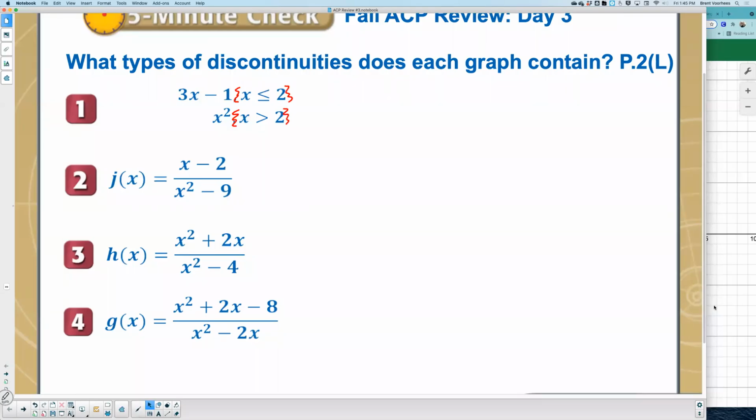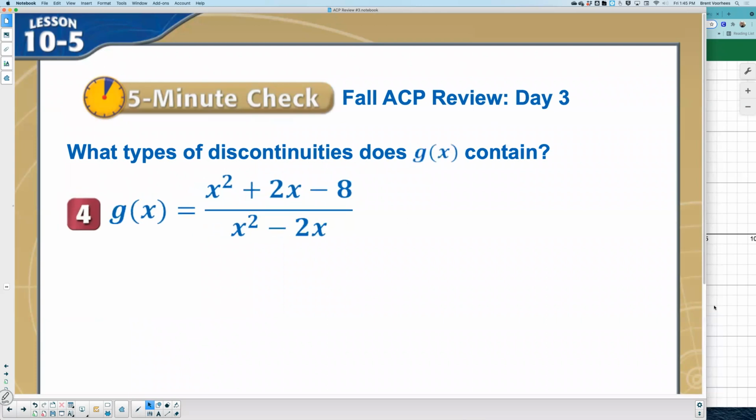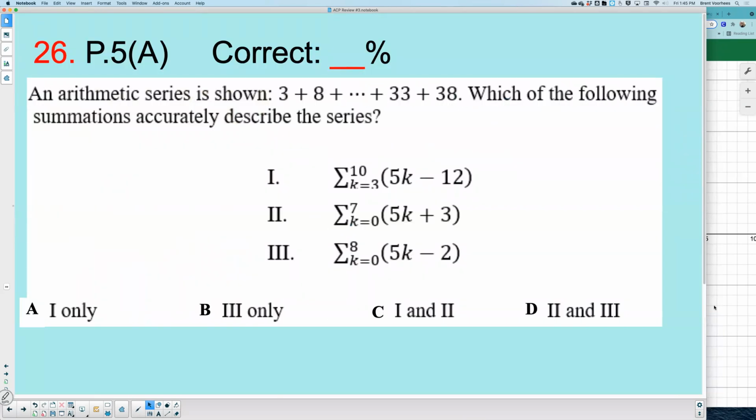Well, now let's get started. Pick up your packet. We are going to start on number 26. Number 26 now.